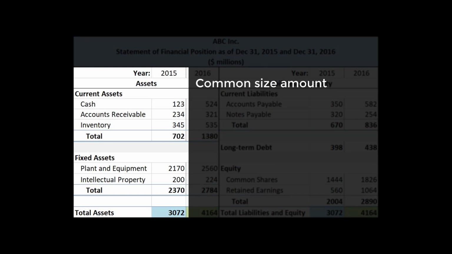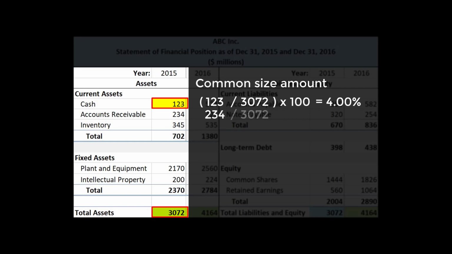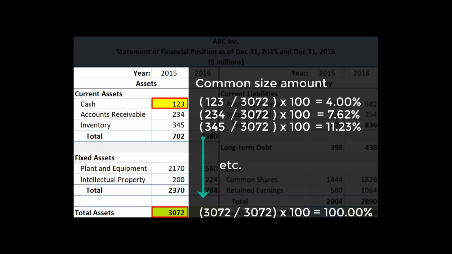The cash amount in 2015, 123, divided by the total asset amount in 2015, 3,072, times 100 equals 4%. Doing the same for the accounts receivable, 234 over 3,072 times 100 gives us 7.62%. And for inventory, 345 over 3,072 times 100 equals 11.23%. So on and so forth.